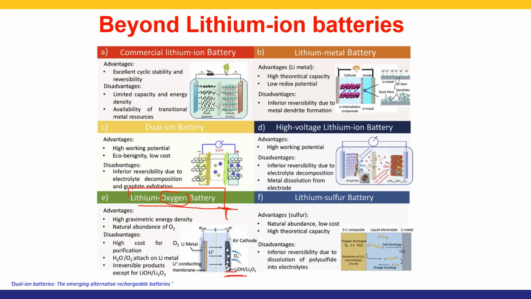Last but not least, we have the lithium sulfur battery. The reason why we want to use oxygen and sulfur is because they have a much more positive potential as compared to the solid material. One disadvantage of the lithium sulfur battery is that sulfur has very poor electrical conductivity, and therefore we need to add a lot of conductive agents to improve the electrical conductivity. But this will sacrifice the energy density.